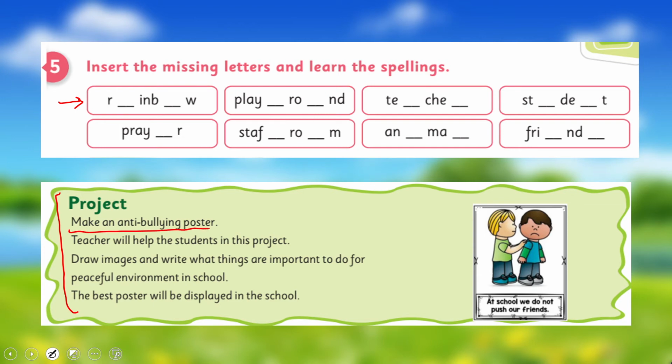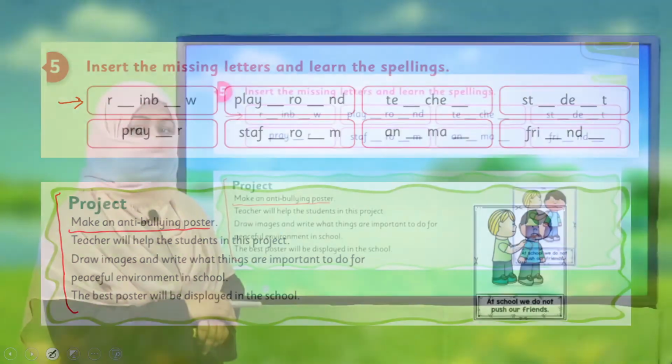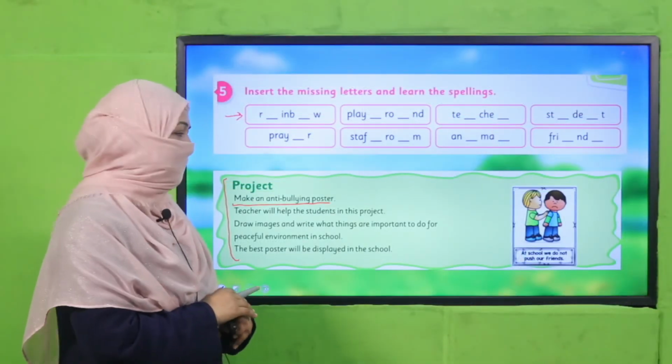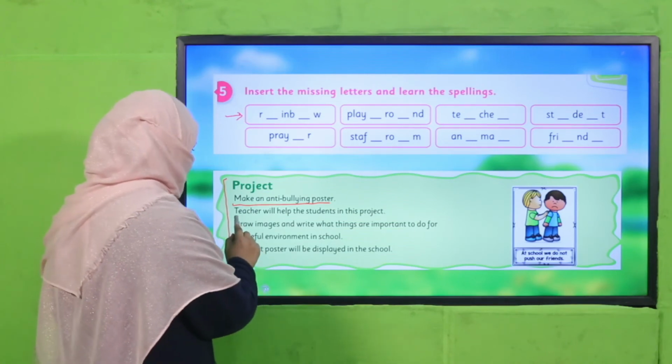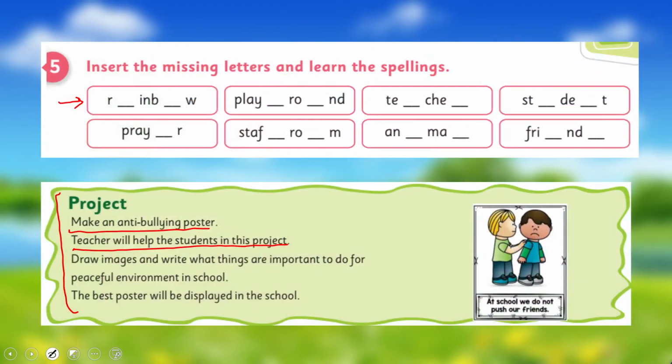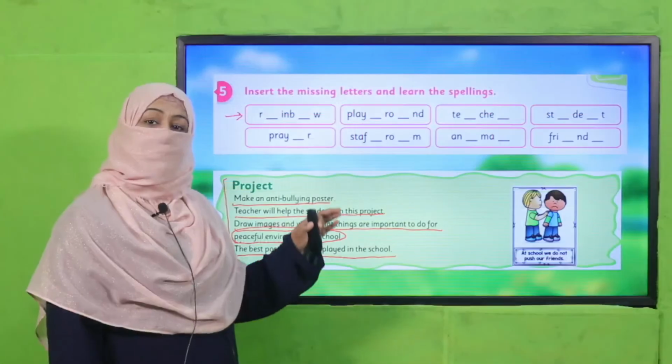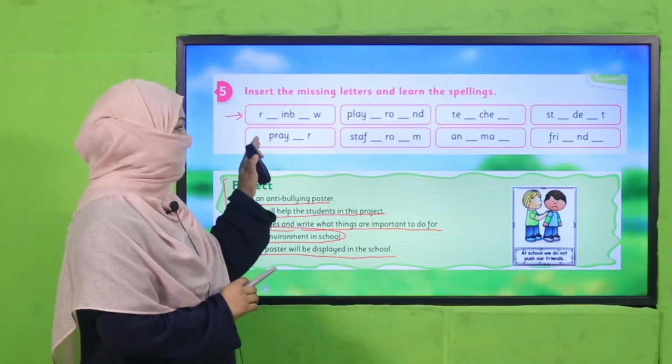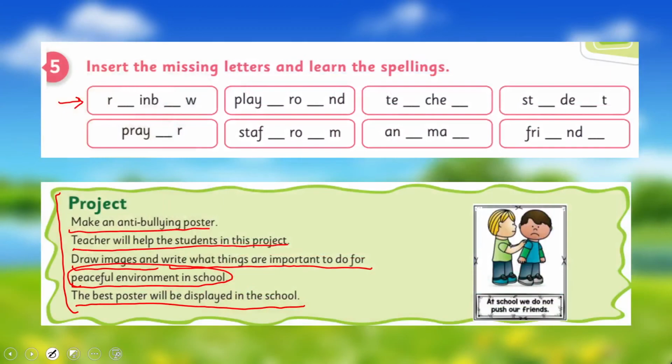Make an anti-bullying poster. And my dear children, in this lesson, we have learned many things, that we should not hurt anyone and we should help each other. So make a beautiful poster. Teacher will help these students in this project. You can draw images and write what things are important to do for a peaceful environment in school. All right. So the best poster will be displayed in the school. So pause the video, complete this project and this exercise, and then come back.